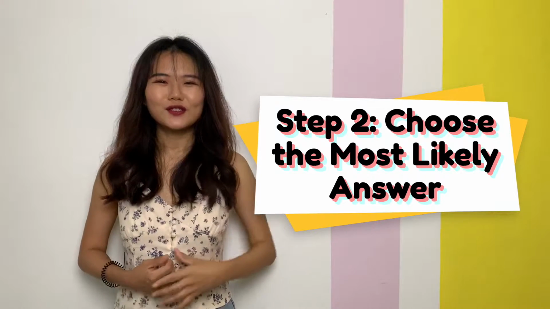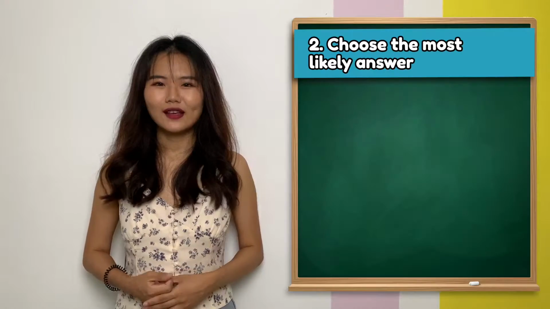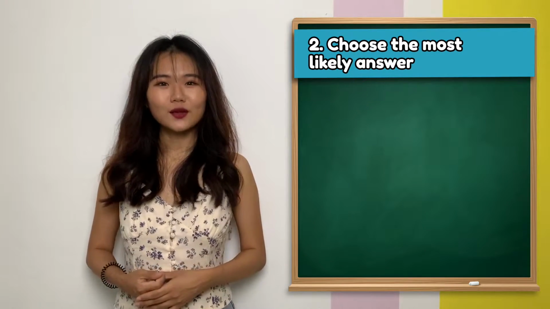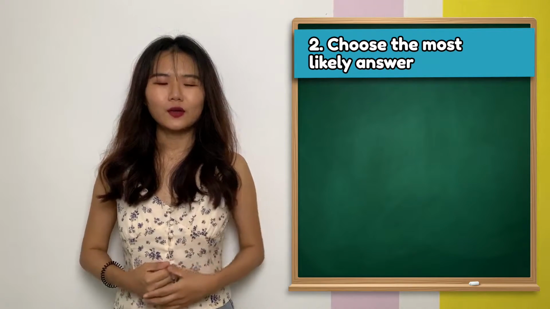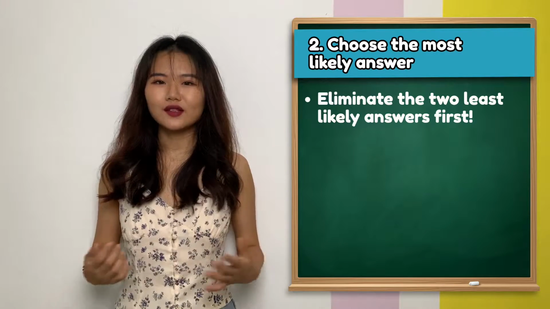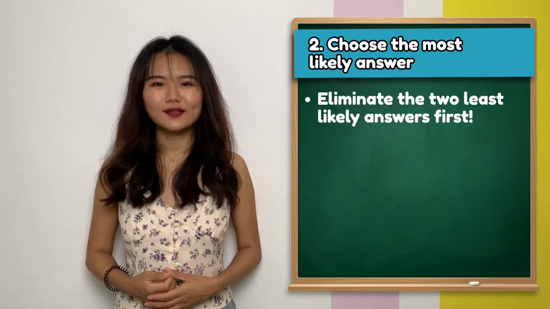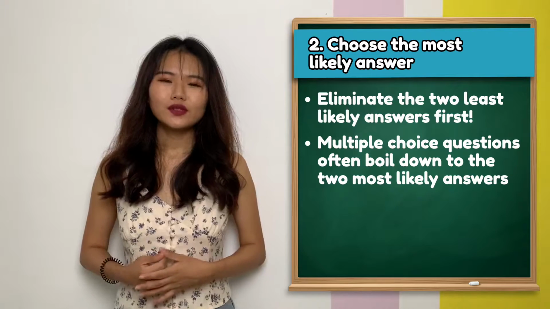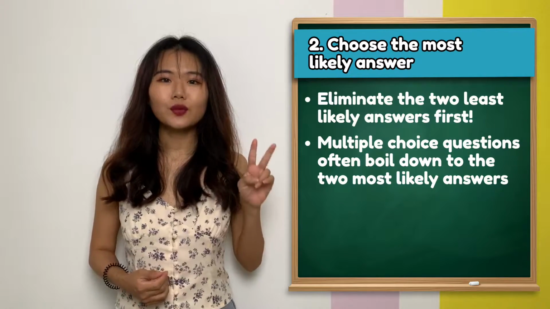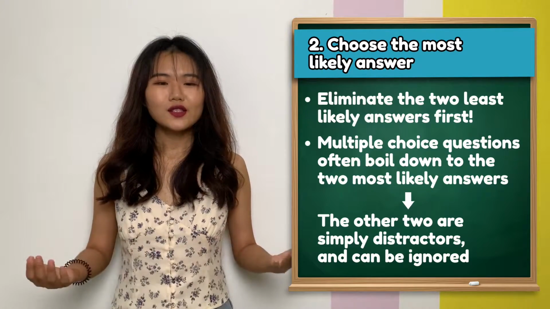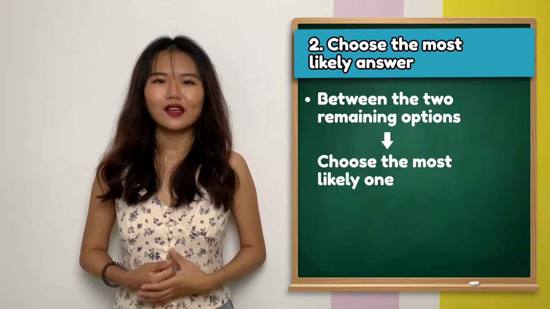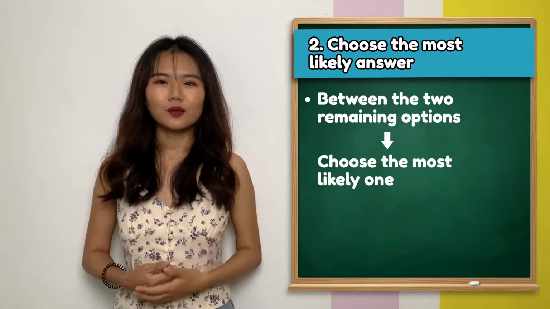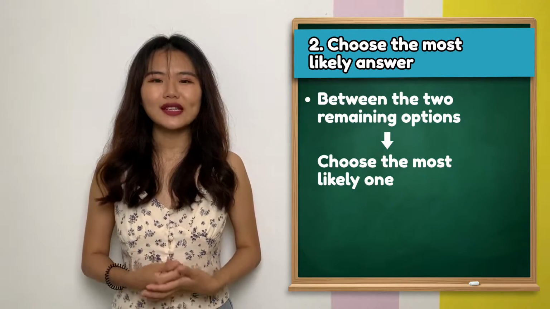Step 2. Choose the most likely answer. Now that you have a better idea of what's going on, it's time to choose the correct answer. One tip that I always give my students is to eliminate the 2 least likely answers first. Often, multiple choice answers boil down to the 2 most likely answers. This means that the other 2 are simply distractors and can be ignored. Then, between the 2 remaining options, we will choose the most likely one. Let's look at the following example.